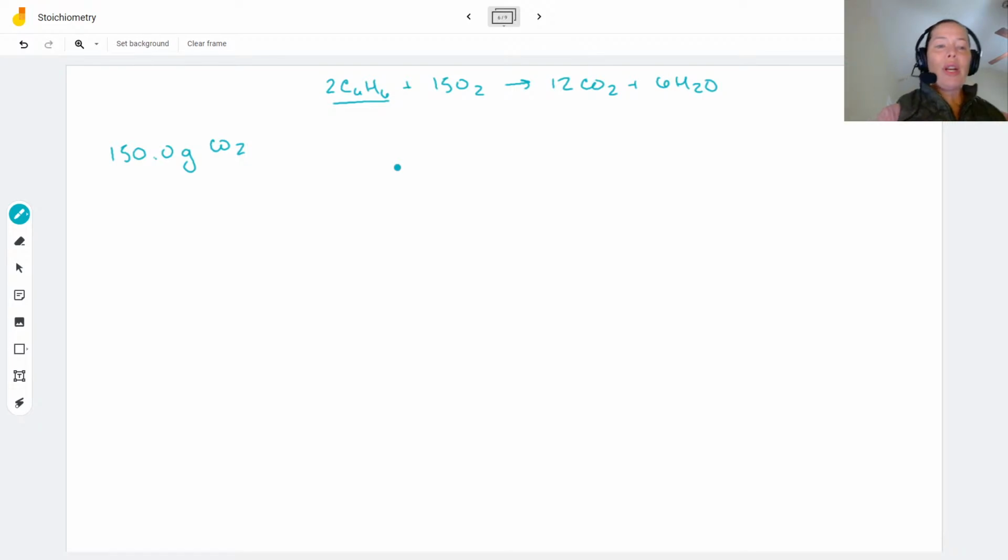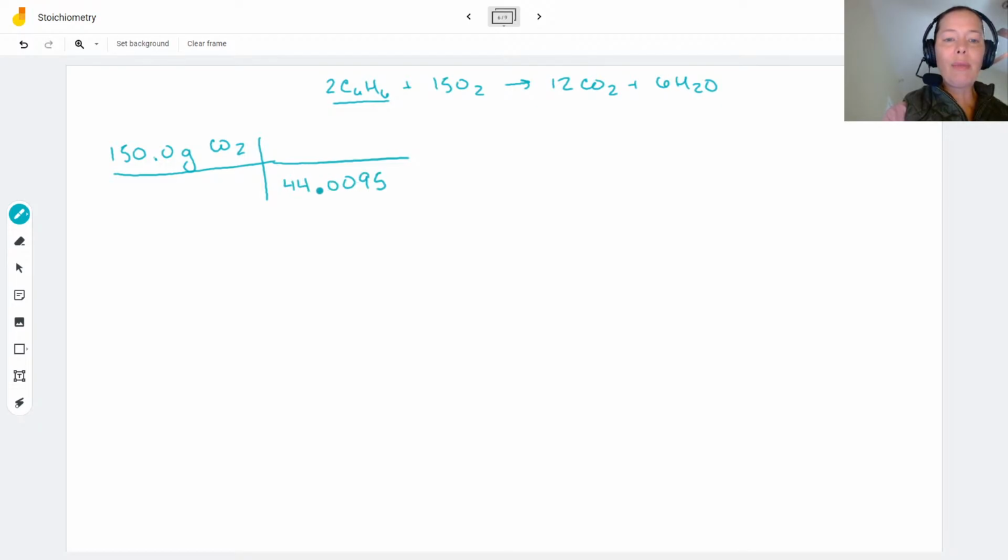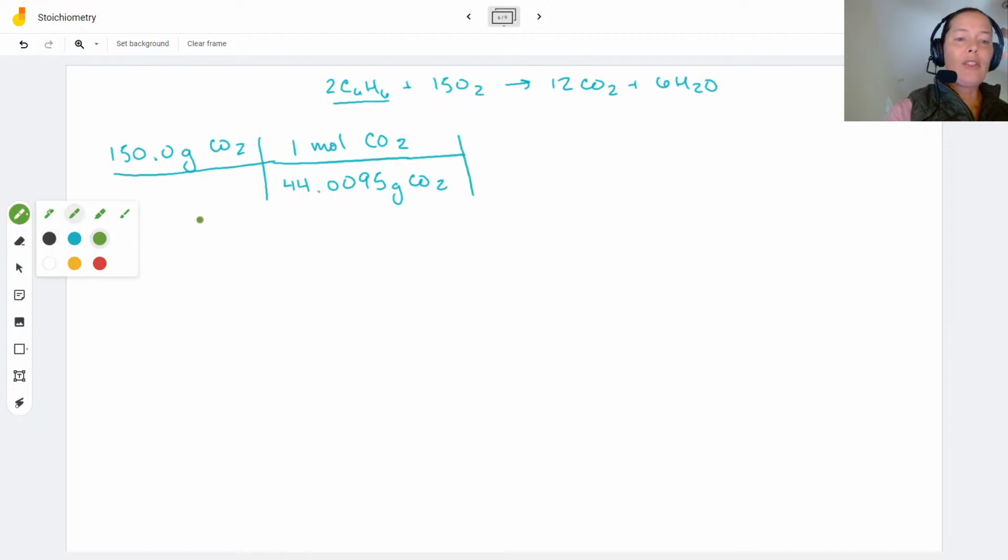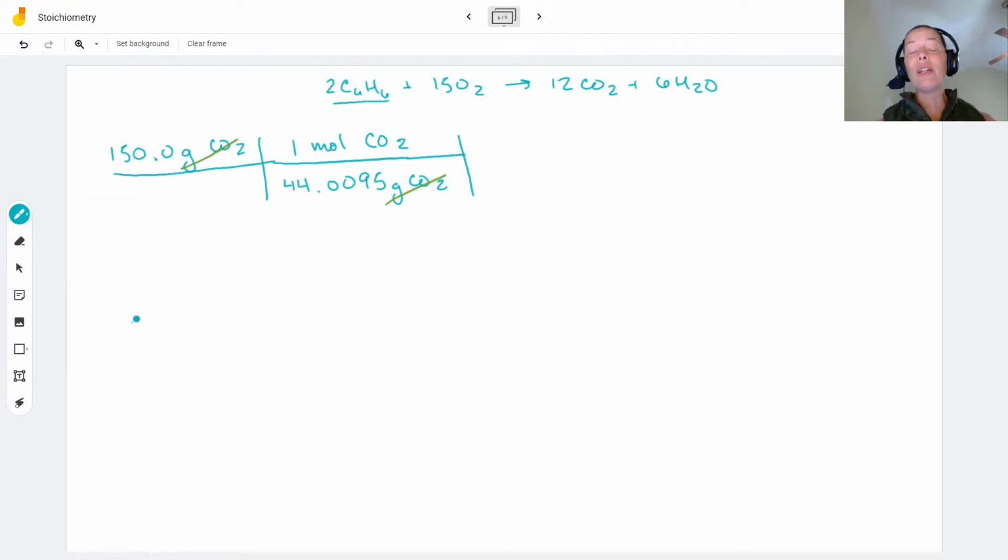I'm going to have to do stoichiometry, which means I'm going to need a mole ratio, which means I need moles. So I can't have grams of carbon dioxide. I've got to get to moles of carbon dioxide. So I'm going to use my molar mass to convert from grams of carbon dioxide into moles of carbon dioxide. All right, so here is my molar mass of CO2 and 1 mole of CO2. Okay, great. Let's show how my units are canceling. So now I've converted into moles of CO2.